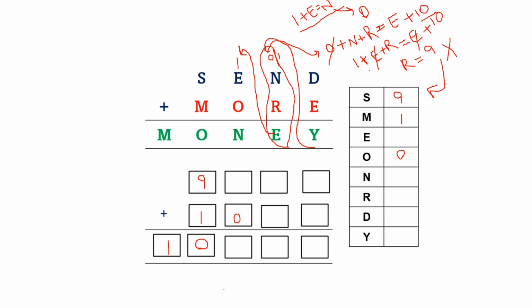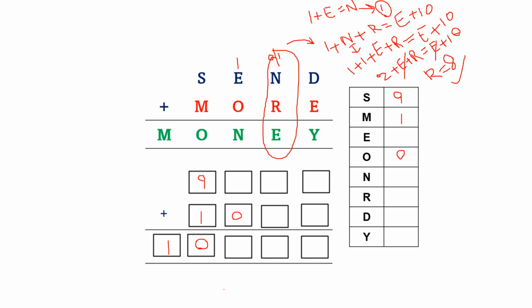So 1, 0 plus, what about this N? N we can replace from this equation which we derived in the previous step. So instead of N, write 1 plus E and write R as it is. Then E plus 10. Finally, we got this R is equal to 9. But here already we have value 9 for S, so it is not possible. So with the assumption of having carry here, the assumption of carry here will proceed.